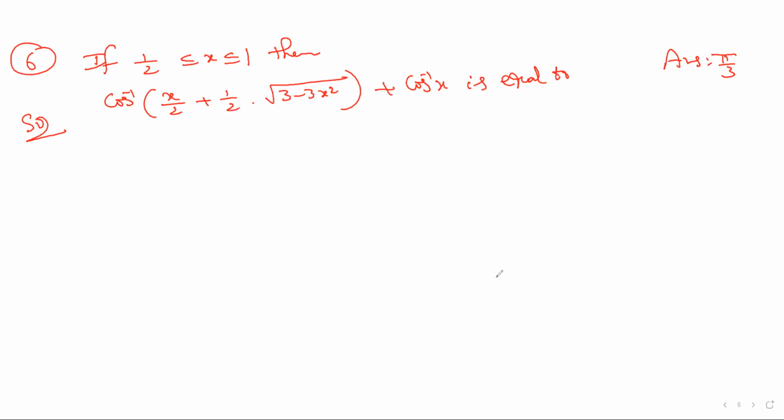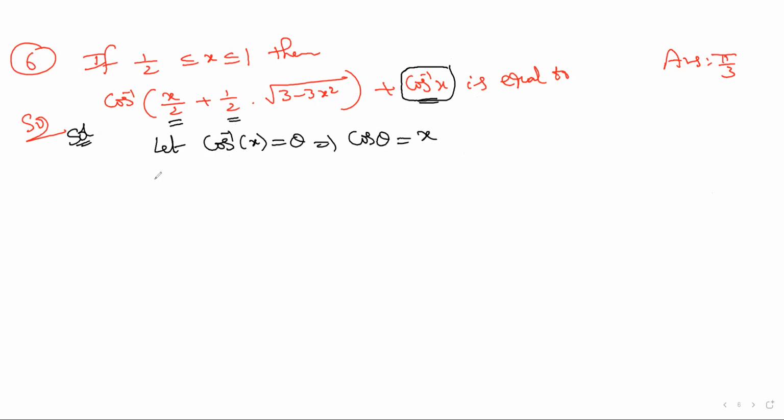Okay, now I am going to explain question number 6. Here, what is the given statement? Cos inverse of x by 2 plus 1 by 2 times root under 3 minus 3x square. Here, let us take cos inverse x is equal to theta. That implies cos theta is x.